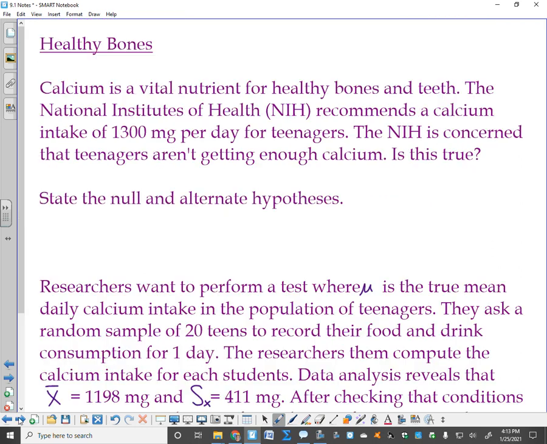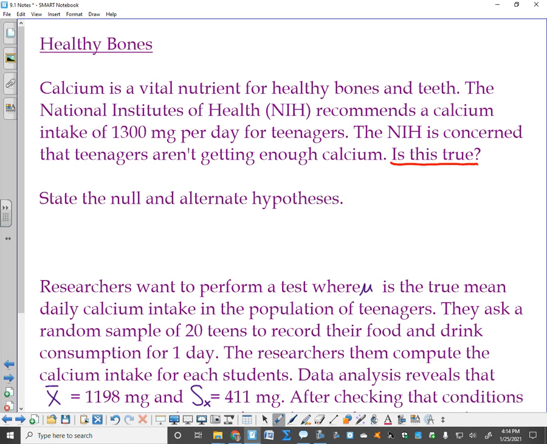Okay. Here we go. Healthy bones. Calcium is a vital nutrient for healthy bones and teeth. The National Institute of Health, NIH, recommends a calcium intake of 1,300 milligrams per day for teenagers. The NIH is concerned that teenagers aren't getting enough calcium. Now, do you see this? Is this true? That is the green light for a test. Is this true? Test this claim.